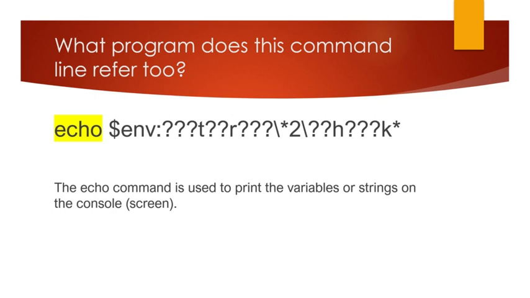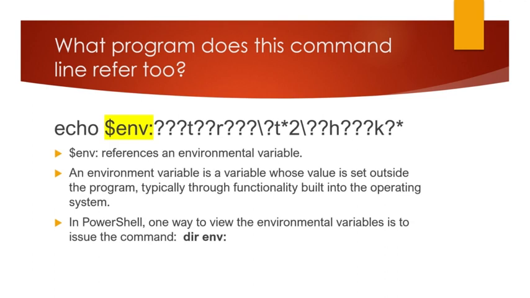All right, the first part is pretty obvious. This is the echo command. So this isn't going to do anything, but this is going to help us walk through. So echo is simply used to print variables or strings to the console, to the screen. So that's all that first part is doing. And then the $env, that references an environmental variable. An environmental variable is a variable that's set outside of a program. And this is typically done by system administrators or even the operating system.